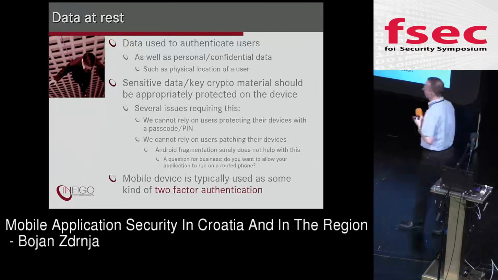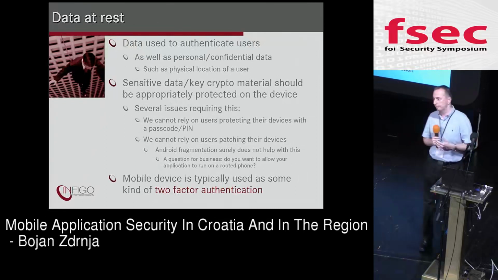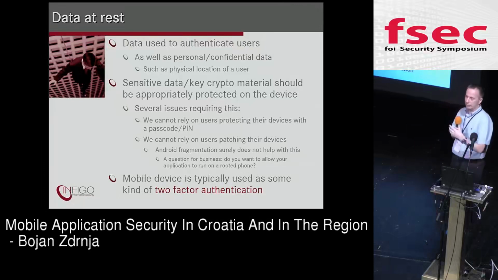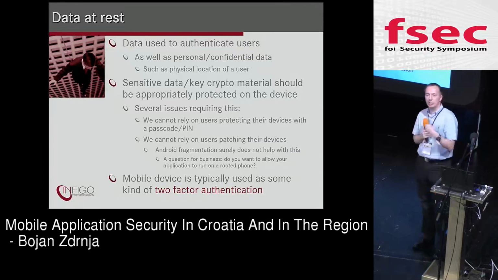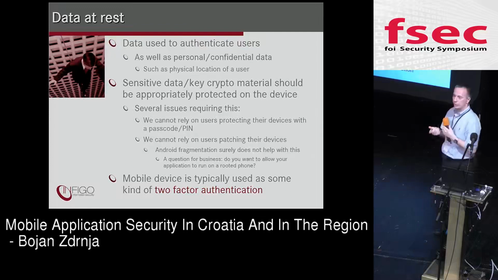So let's take a look at several issues that we have with mobile devices, and typically we'll divide them into data at rest and data in transit to see exactly what we have to pay attention to. So today, those devices, when we access any application, be it mobile banking, be it Facebook, Twitter, whatever you want, are used as authentication devices.